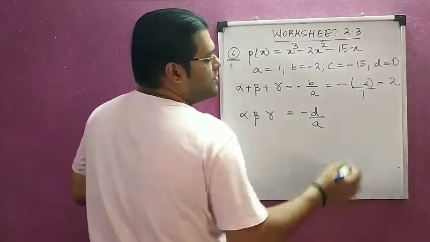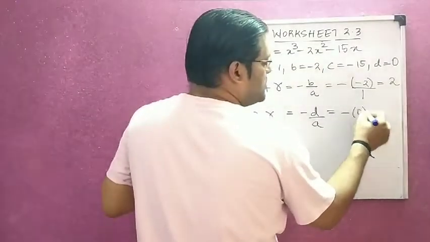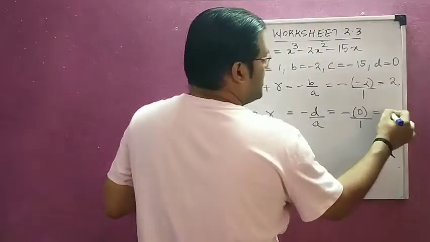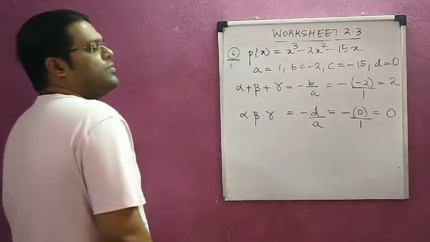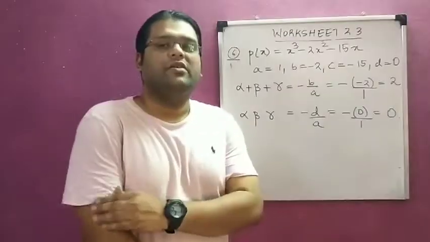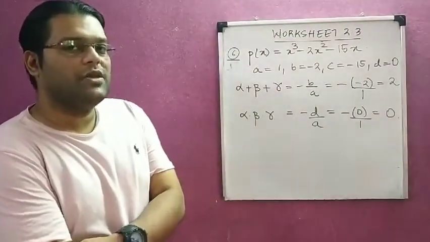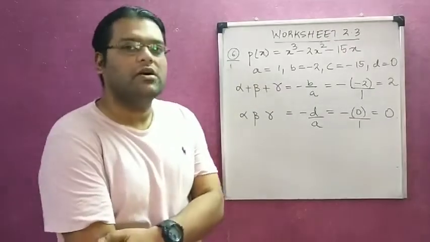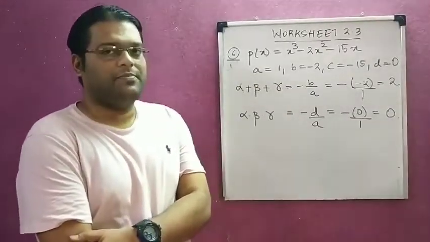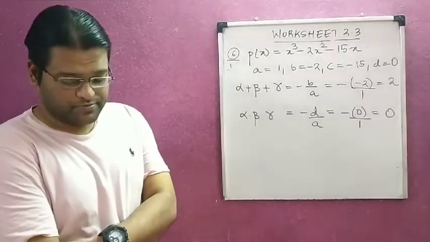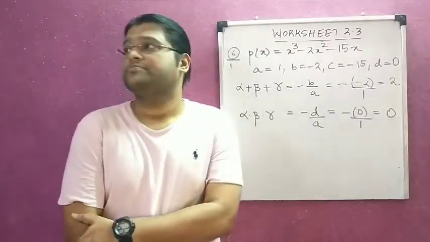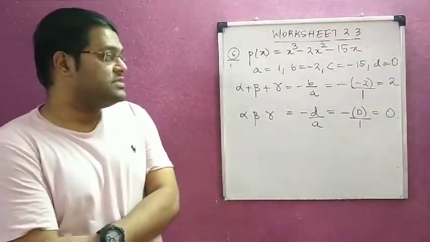upon a. What is d? 0. What is a? 1. So final answer 0. Right? Remember, this time we have a cubic polynomial, that is why we see the third zero, that is gamma. Please verify your answer.